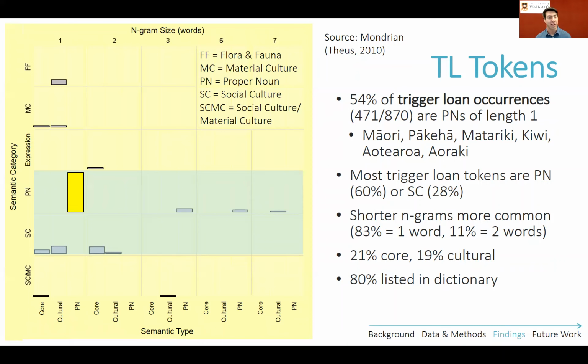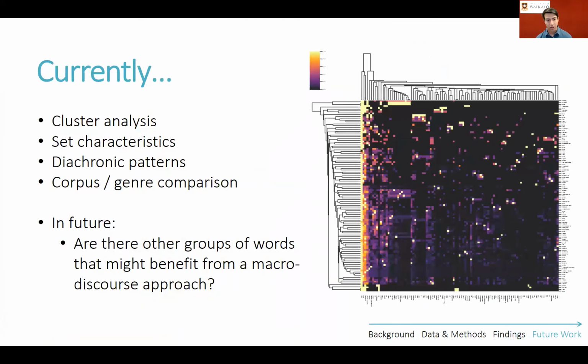If we partition the data vertically, then we find that one-word trigger loans are by far the most common, and they constitute 83% of the data. In terms of semantic class, roughly 1/5 of trigger loan occurrences are core terms, another fifth are cultural, and the rest are the proper nouns. And finally, although listedness isn't plotted here, 80% of trigger loan occurrences are listed in the dictionary.